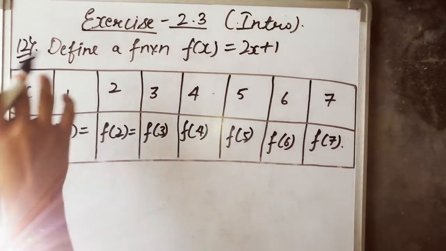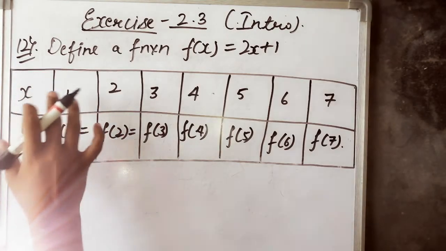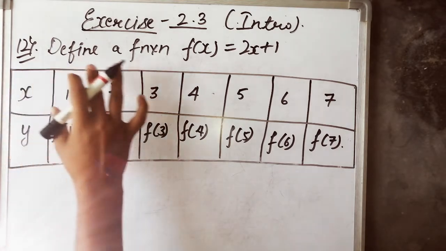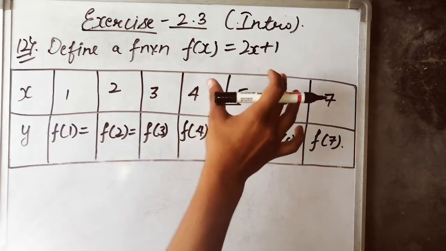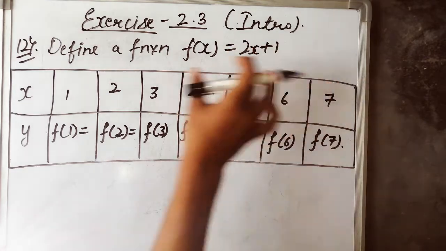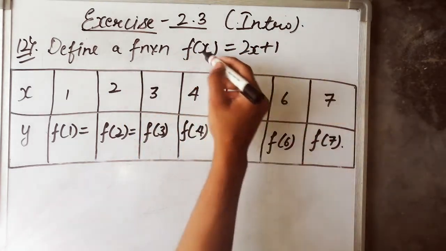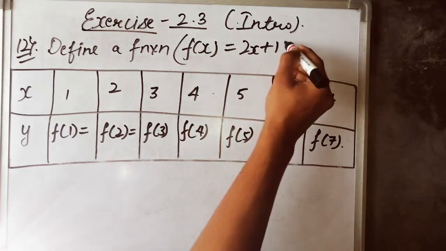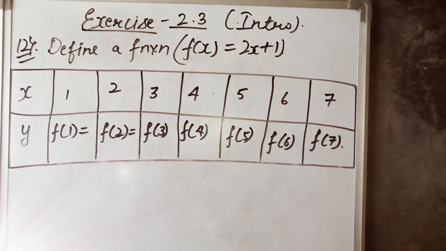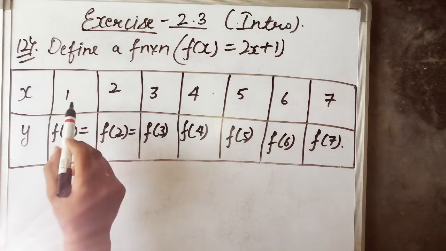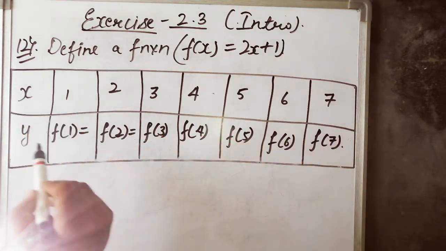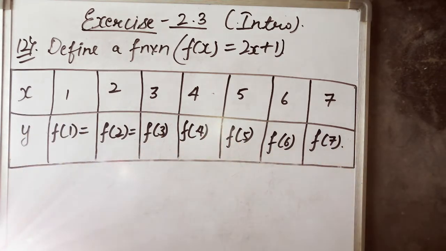I have already written the 12th question. It states: define a function f(x) = x + 1. We need to define the function using this relation f(x) = x + 1, and after that we need to fill this table. The table is given here, and the values of x are given as 1, 2, 3, 4, 5, 6, 7, and y we need to find out.